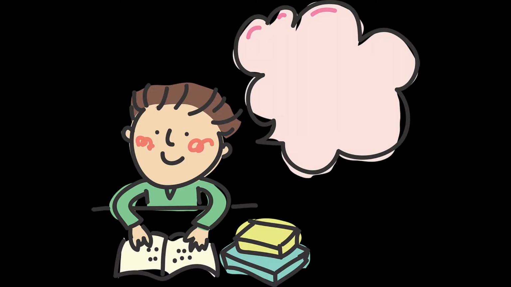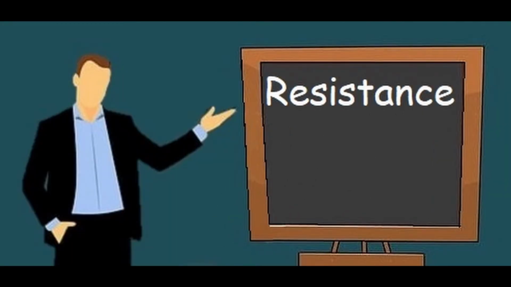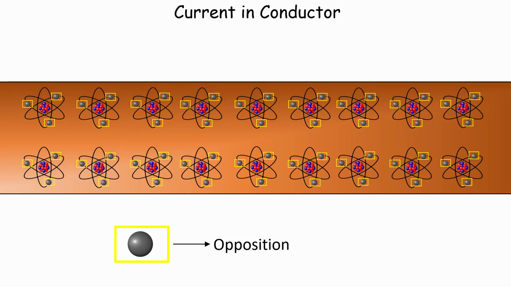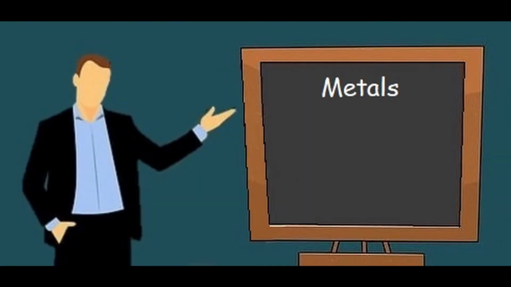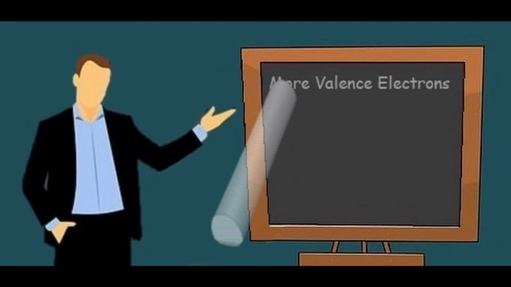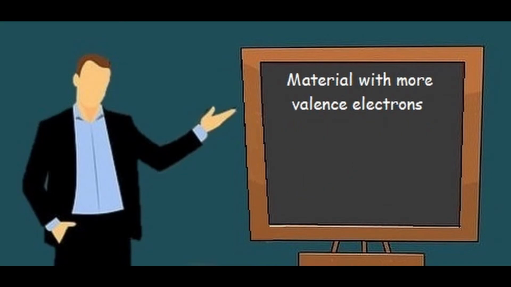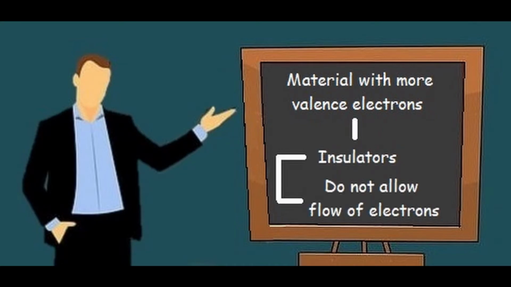But sir, what makes metals so special that only they are conductors? The answer to that can be linked to resistance as well. As mentioned earlier, the already present electrons oppose the flow of incoming electrons. However, metals have a small number of valence electrons and hence provide less opposition. The more valence electrons a material has, the more opposition it would provide, and hence it would have a higher resistance. Hence, materials with a large number of valence electrons are called insulators, as they insulate or do not allow the flow of electrons.